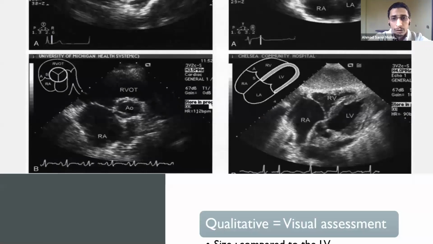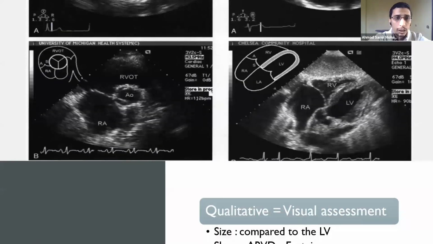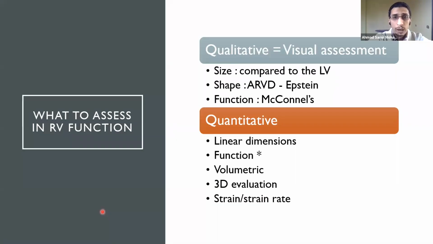Now coming to focus more on the assessment of the function. How and what to assess in the right ventricular shape, structure, and function. We will divide this part into two major components, and neither can replace or is completely an alternative to the other: the qualitative assessment and the quantitative assessment.